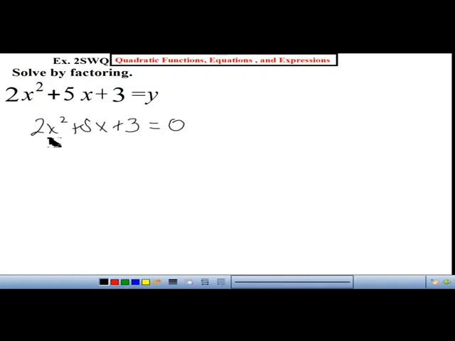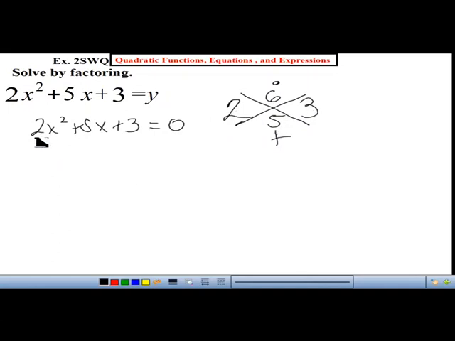How do we factor this, guys? Let's see. Now, somebody didn't remember earlier what goes on top. Kiana. 6. Bam, Kiana, let's go. 6 underneath 5. What factors of 6 add up to 5? 2 and 3. 2 times 3 is 6. 2 plus 3 is 5.